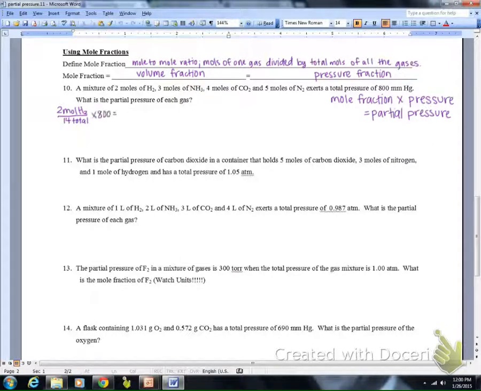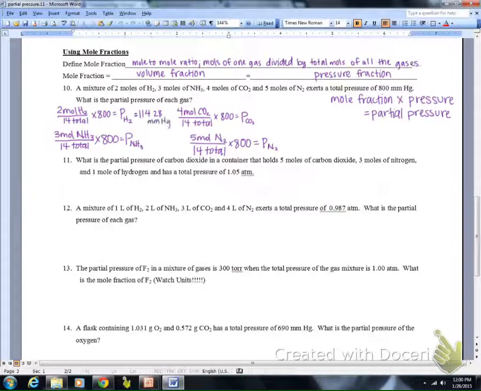And then you want to multiply that by 800 because we're going to take the mole fraction, which is your part divided by your whole. So the moles of the part, 2 moles, divided by the total moles, and multiplied by the pressure, gives us our partial pressure. So I'm going to set up all of my problems here. So 3 moles of ammonia divided by 14, 4 moles of carbon dioxide divided by 14, and 5 moles of nitrogen divided by 14. So this way I can do my multiplication, and I know what the partial pressures of all of my gases are.